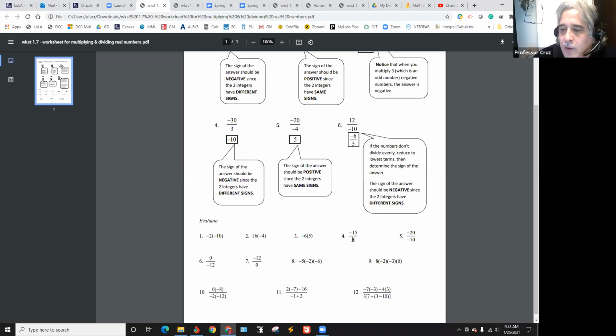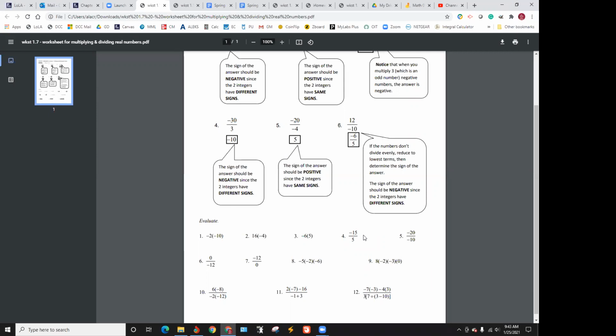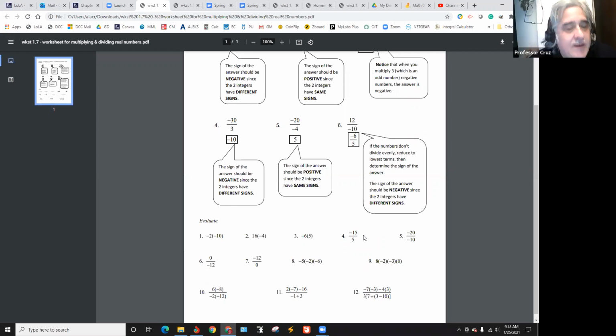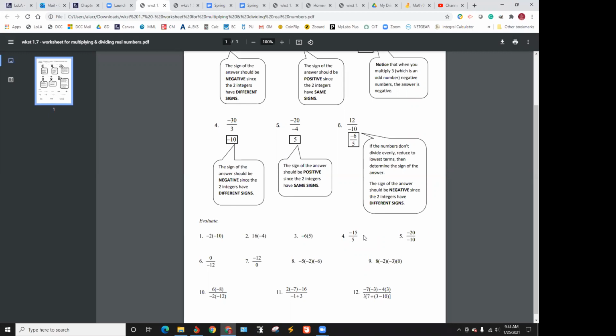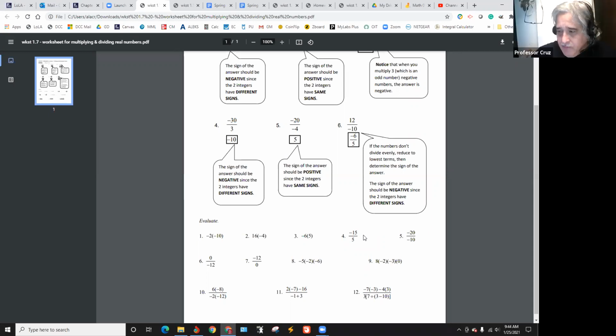So 4 is negative 15 divided by 5. So first of all, what's the sign going to be? Same rule. Negative. Negative. Good, good. Now 15 divided by 5 is 3. So we got negative 3 on that one. On number 5, what's the sign? Positive. Positive. And 20 divided by 10 is 2. So positive 2.